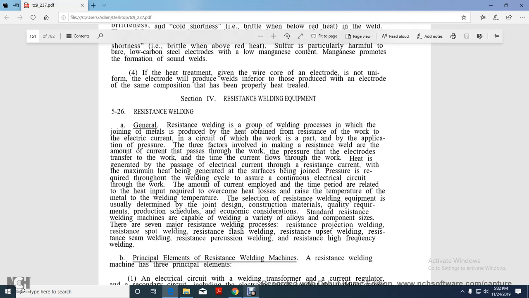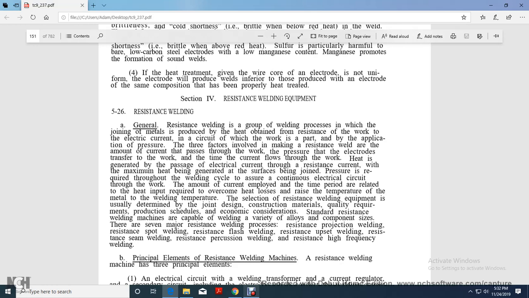Heat is generated with the passage of electrical current through the resistance, with the maximum heat being generated at the surface being joined. Pressure is required throughout the welding cycle to ensure a continuous electrical circuit through the work. The amount of current employed with the time period relates to the heat input, which must overcome the heat loss with the raise of the temperature of the metal to the welding temperature.